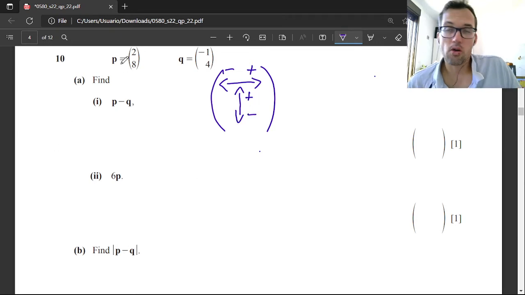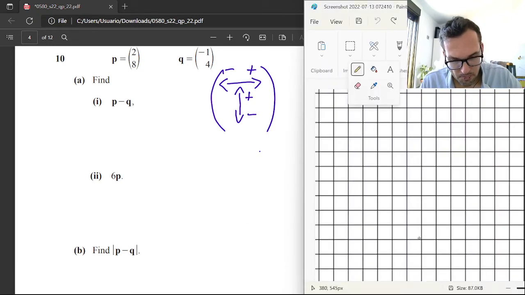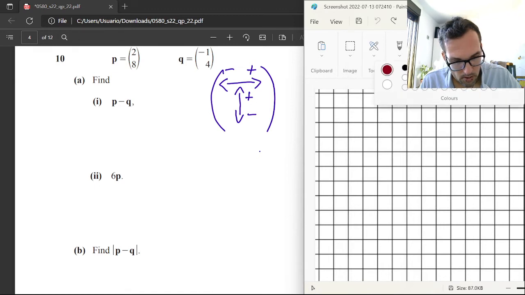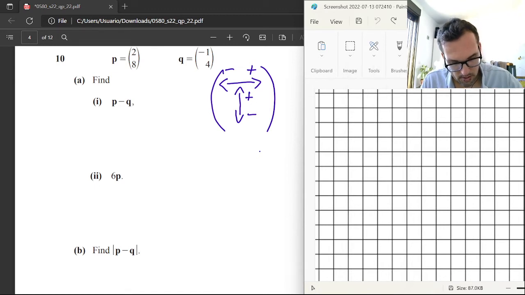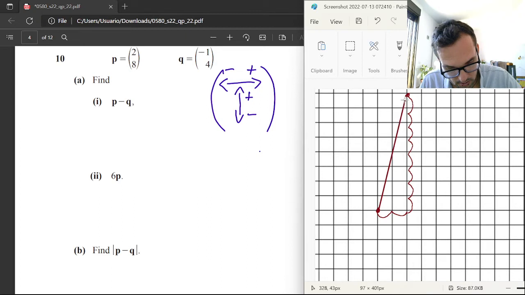So the column vector P would look like this. Let me get a nice color. Right, so let's say we start over here. Column vector P at the top is 2, which means we go 2 squares to the right, and at the bottom is 8, which means we go 8 squares up. And we'll end up over there. Okay, so this vector would look like this. And remember, that will be P. And it also has direction, it goes that way.